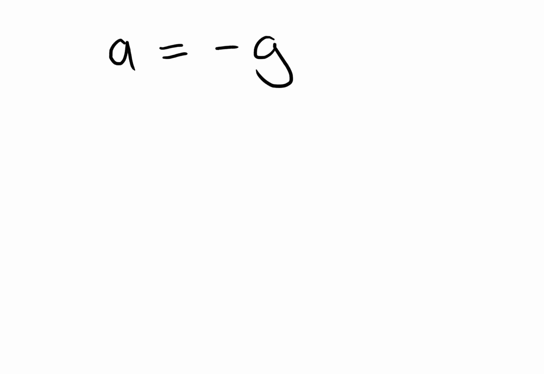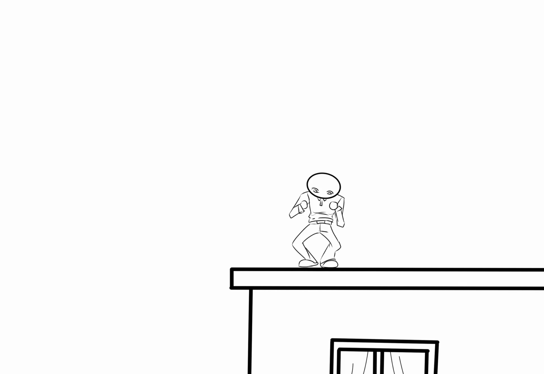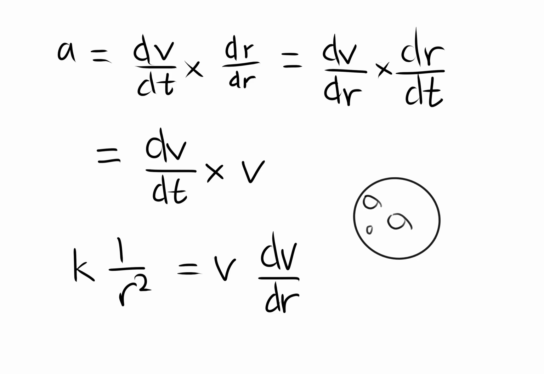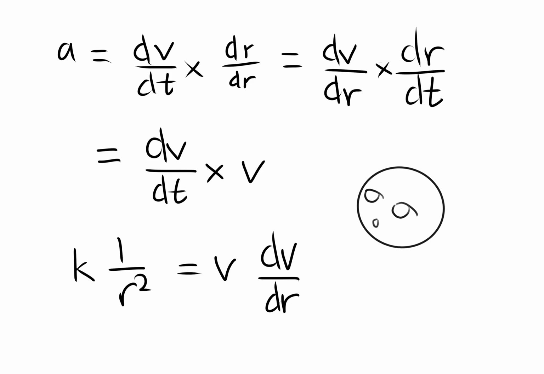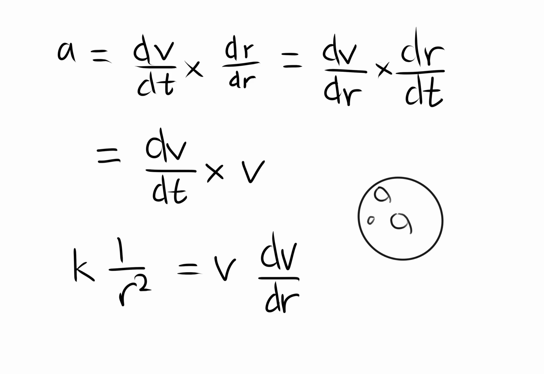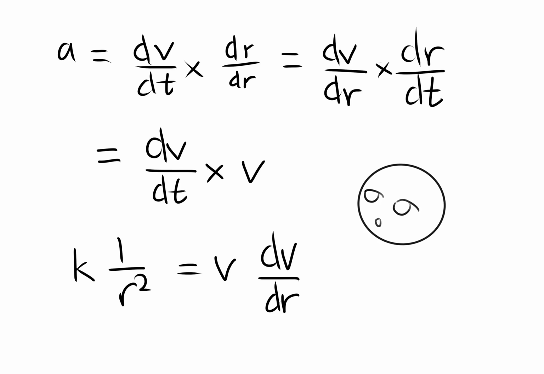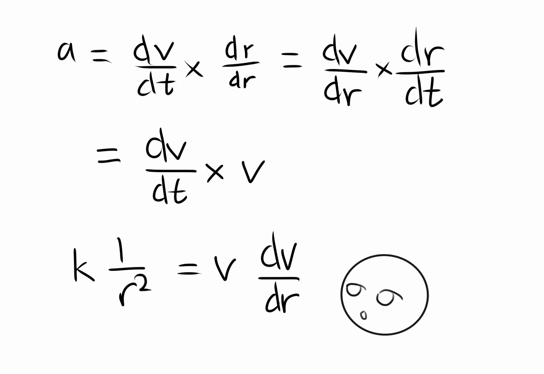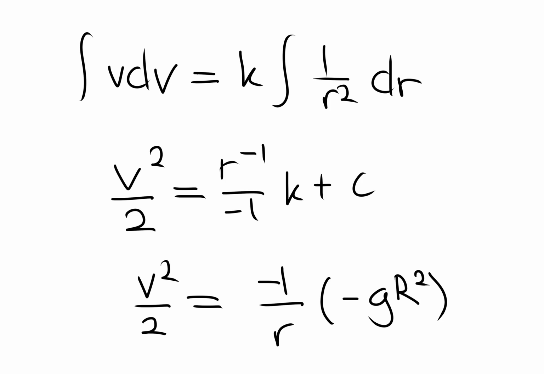Alright, now we have A equals negative g, and that's because we're fighting against gravity in order to escape. Also, A equals dV over dt times dr over dr, which equals dV over dr times dr over dt, which equals dV over dr times V. Then K times 1 over R squared equals V times dV over dr.